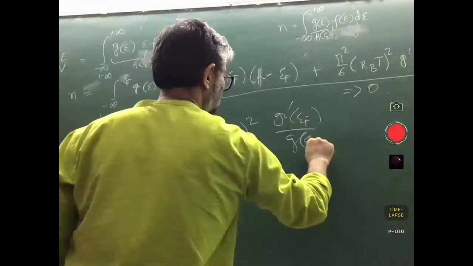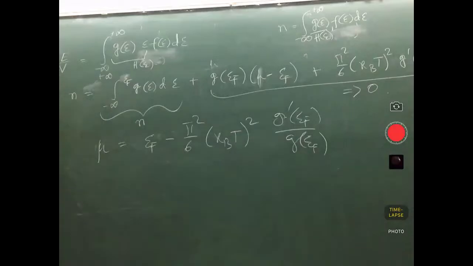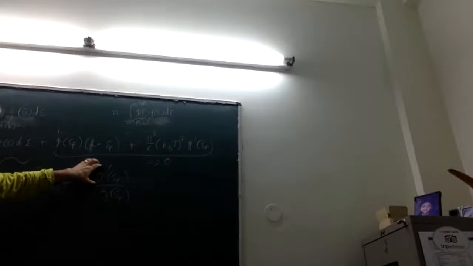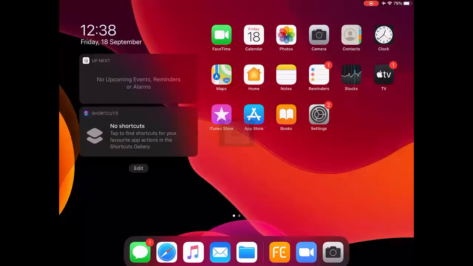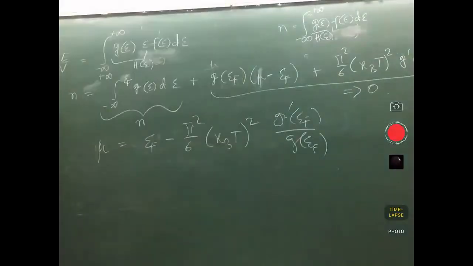So that just tells you how mu varies from epsilon F, which is the Fermi energy at zero temperature. And then, knowing what epsilon is, you know the form for G for the electron gas problem. So therefore, we can write that. That's the expression I was trying to write earlier. But basically, this is it.